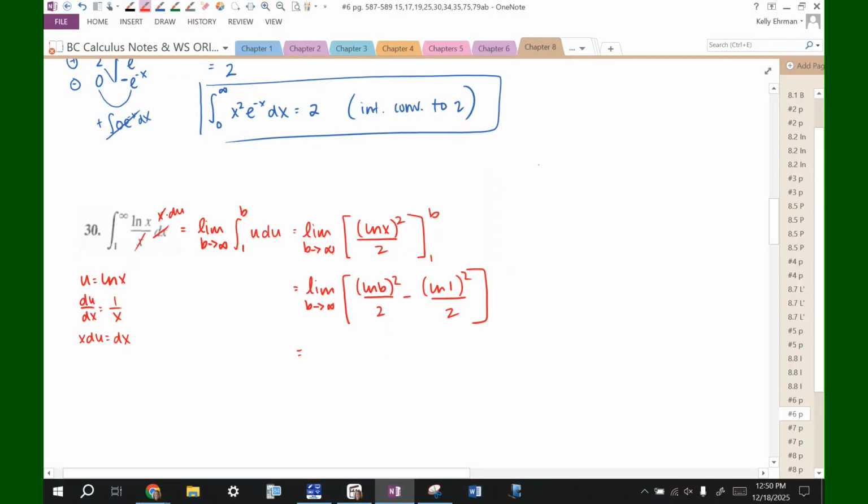What is the natural log of infinity? Remember, the natural log graph looks like this. So as x approaches infinity, natural log of x approaches infinity. So this is infinity minus ln 1, which is 0. So that's infinity. So the integral from 1 to infinity of ln x over x dx equals infinity. Therefore, the integral diverges.